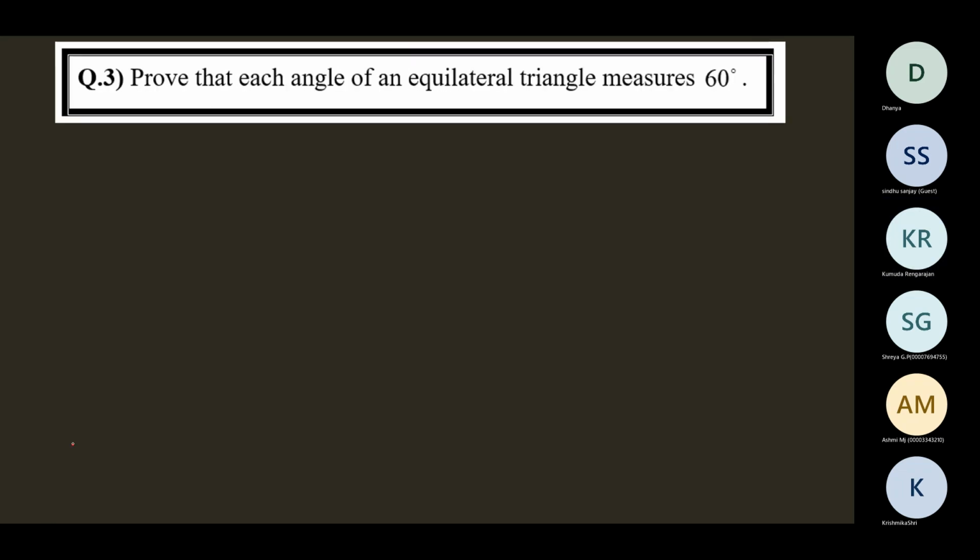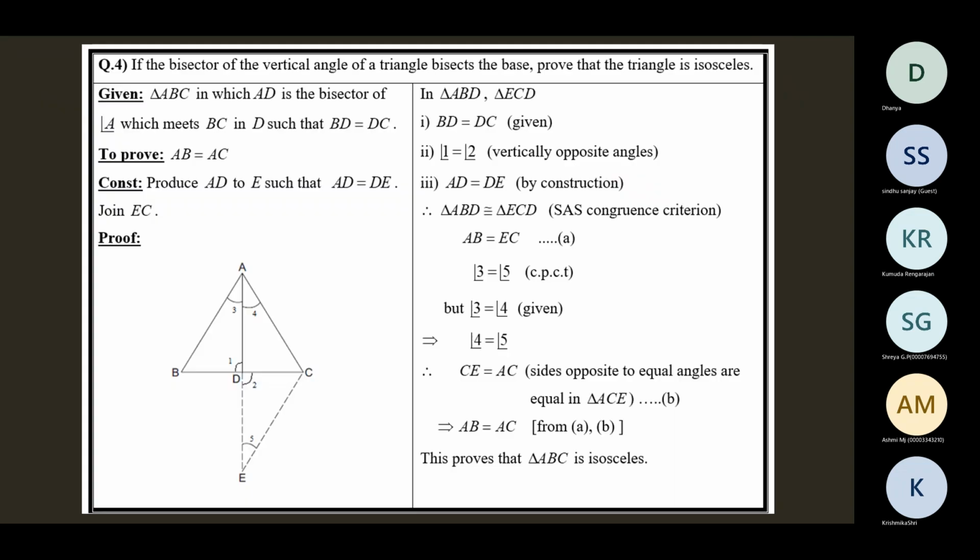Okay. This is an important proof, children, meaning I've seen this happening many times in the exams. If the bisector of the vertical angle of a triangle bisects the base, prove that the triangle is isosceles.